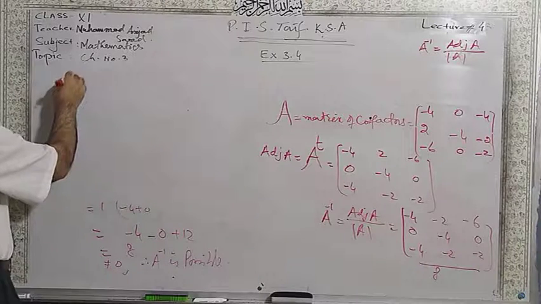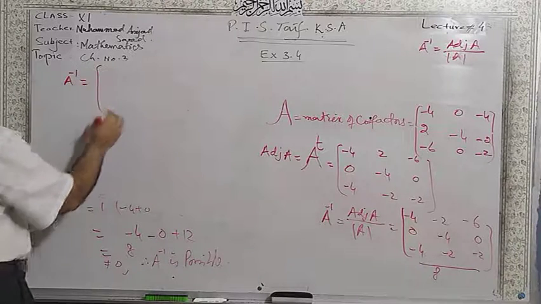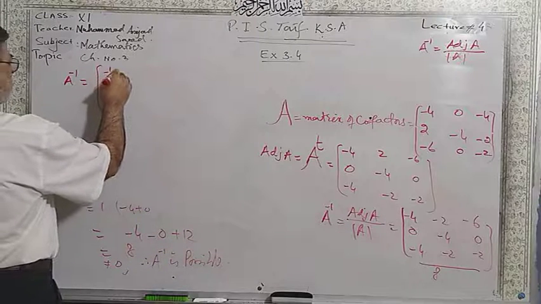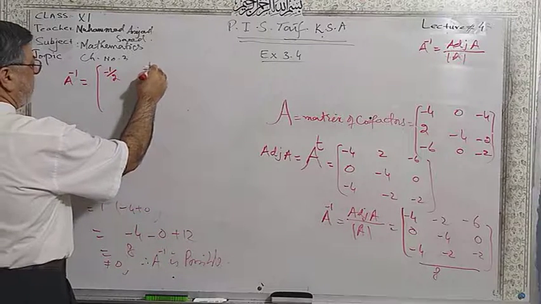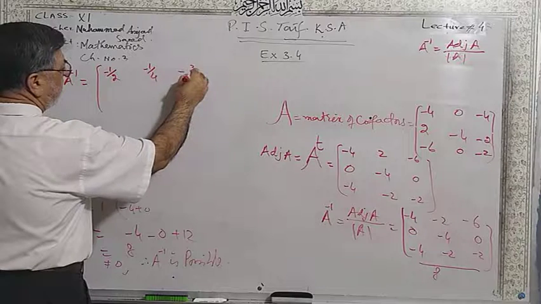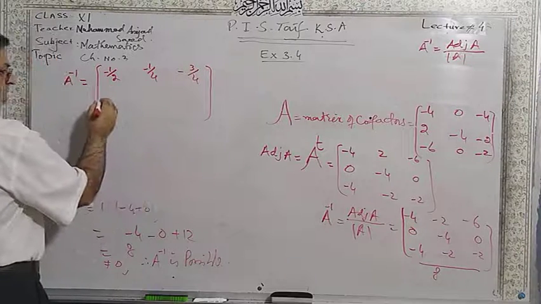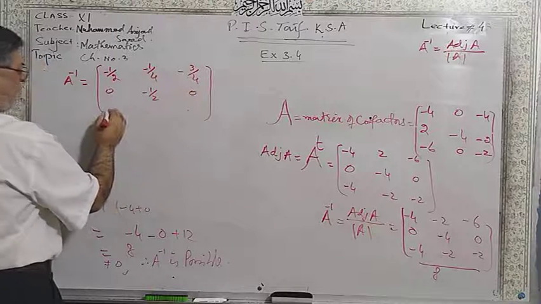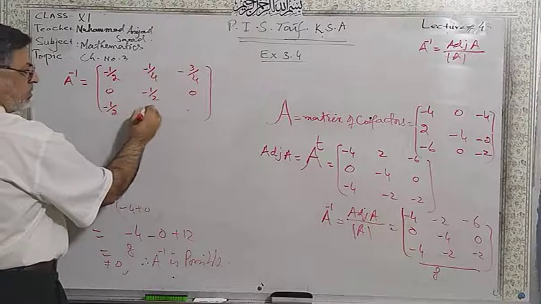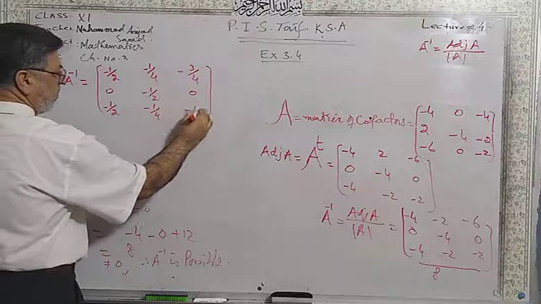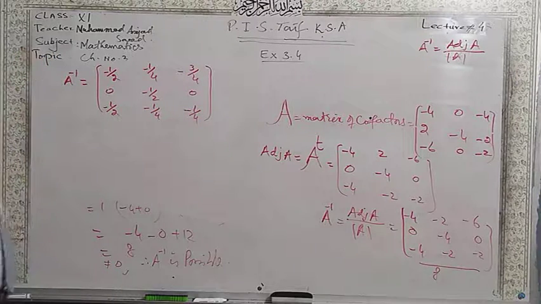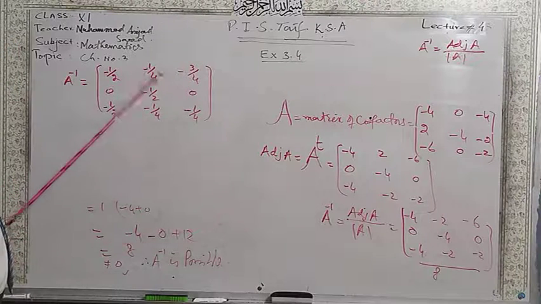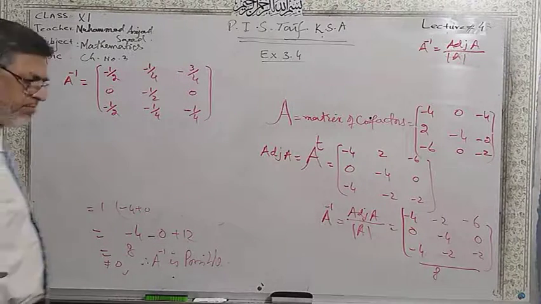What is A inverse? Minus 4 over 8, minus 1 over 2, minus 1 over 4, minus 3 over 4. 0, minus 1 over 2 and 0. Here is minus 1 over 2, minus 1 over 4 and minus 1 over 4. Dear students, that is your A inverse of A. That was your first answer.